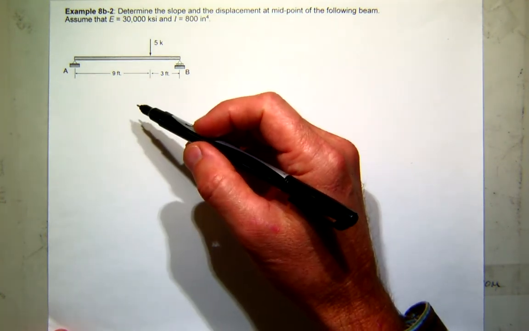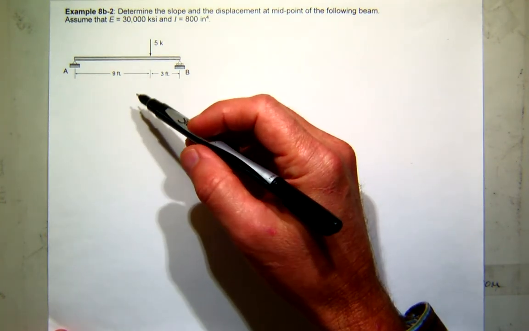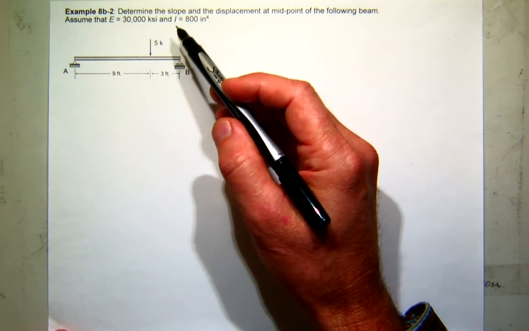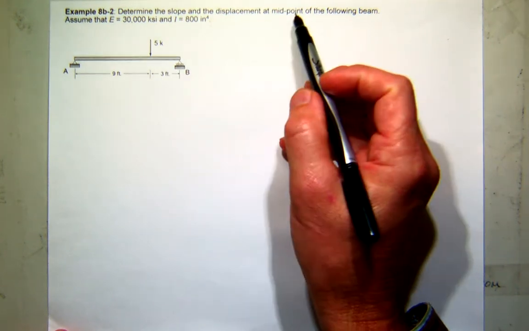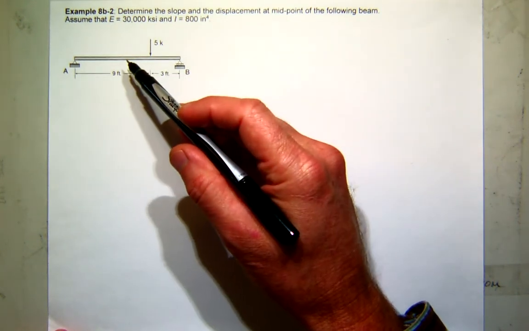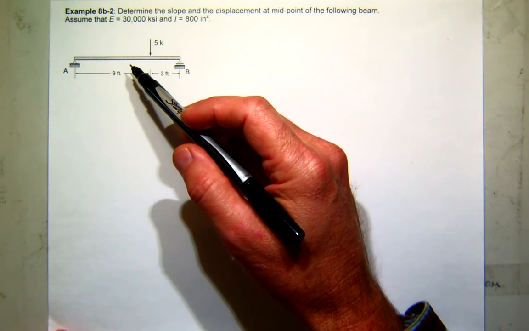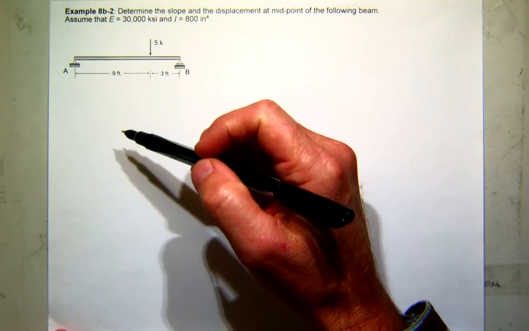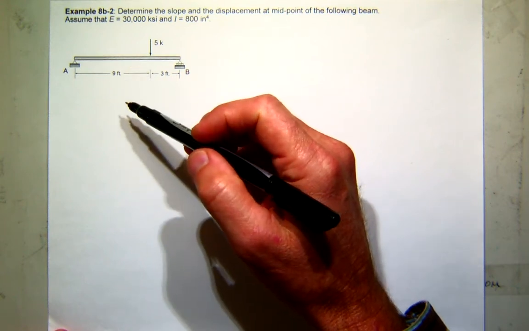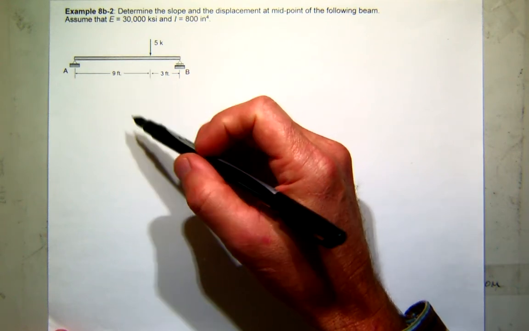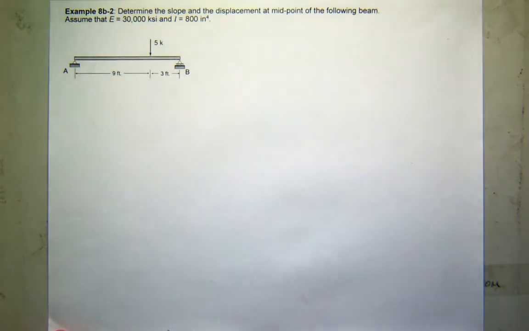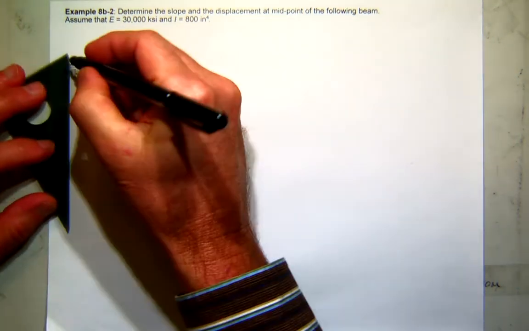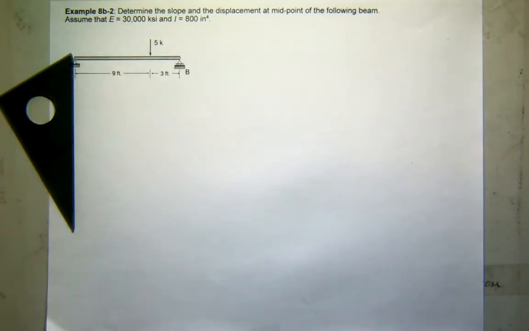Our second approach that we've talked about so far would be conjugate beam. And since it only wants the slope and displacement at a particular point, the center, conjugate beam would also be possible and probably a little more straightforward to do. So that's the approach we'll take here. So what do I need to do for conjugate beam? What's step 1? I have to draw the shear force and bending moment diagram, right? So I'm going to start by doing that.